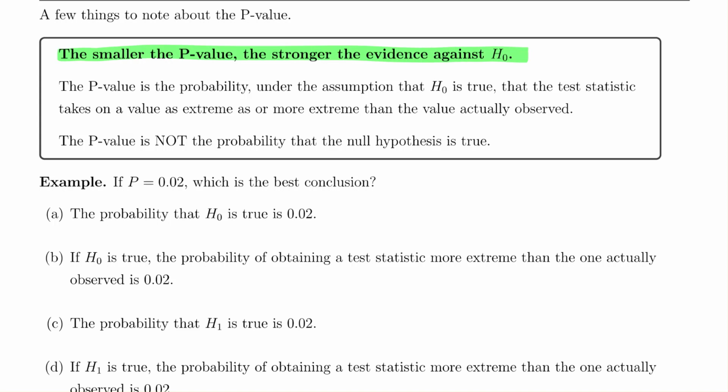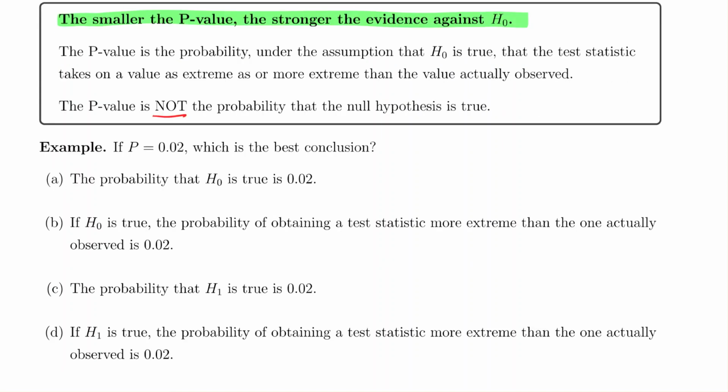Now the p-value is the probability, under the assumption that H0 is true, that the test statistic, or z that we're going to calculate, takes on a value as extreme as or more extreme than the value actually observed. Now one thing to keep in mind is the p-value is not the probability that the null hypothesis is true. That is an example of something that it is not. It is not the probability a hypothesis is true.